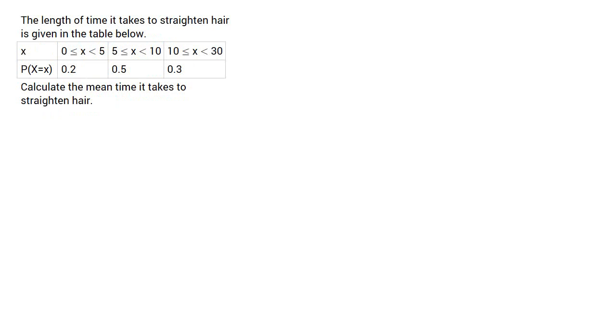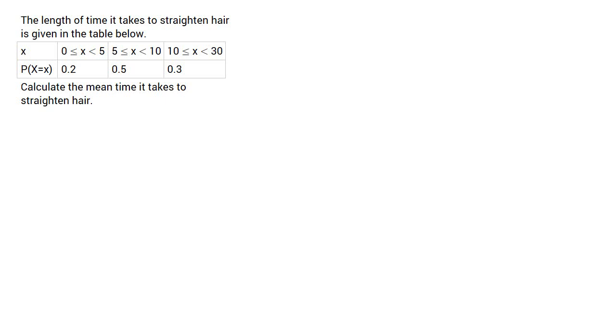This example, you'll notice, looks slightly different. The length of time it takes to straighten hair is given in the table below. The probability that it takes between 0 and 5 minutes to straighten hair is 0.2. The probability it takes between 5 and 10 minutes to straighten hair is 0.5, and the probability it takes between 10 and 30 minutes to straighten hair is 0.3. We need to calculate the mean time it takes to straighten the hair from this.